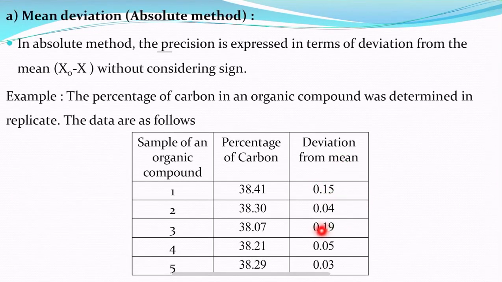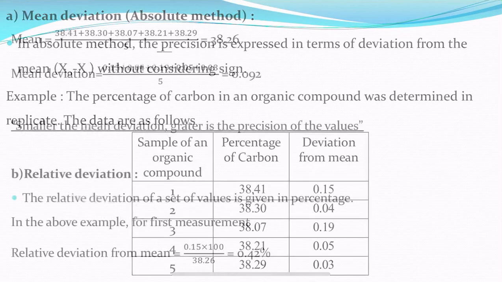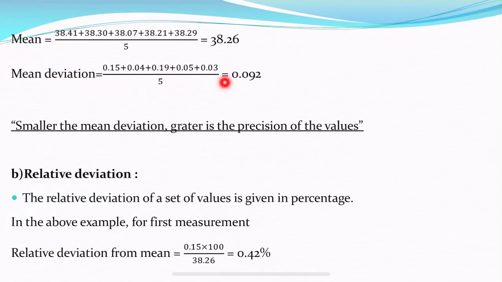The mean deviation is given here. If it is not given, then we have to calculate it, which we will see in my next class. In this way the mean deviation is found, and what we have to observe is that the mean deviation, or average deviation, is very small. This 0.092 means the mean deviation is very small, hence the values are precise. One thing to note is that the smaller the mean deviation, the greater is the precision of the values. This is one statement we can make based on mean deviation, or the absolute method.